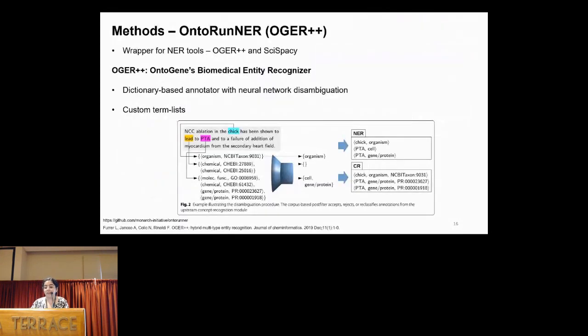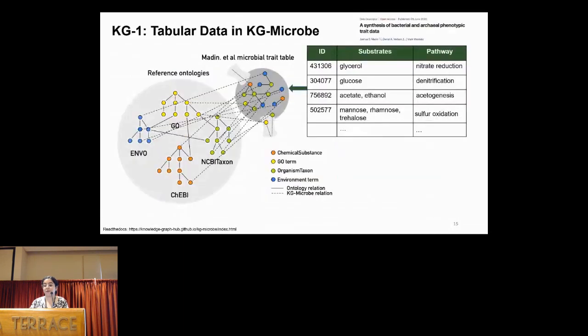this named entity recognition tool called OntoRunner, which is a wrapper for the Ogre++ tool. And it is a dictionary-based annotator with a neural network-based disambiguation component that allows us to have custom term lists and maps free text to whichever term lists are provided to the tool. So in the case of KG Microbe, substrates were mapped to the Bio-Ontology and pathways were mapped to the gene ontology.